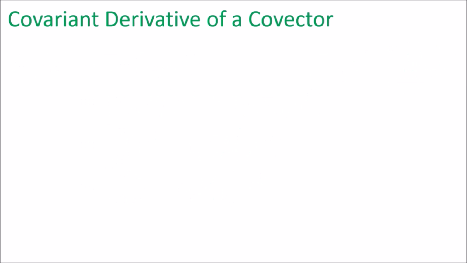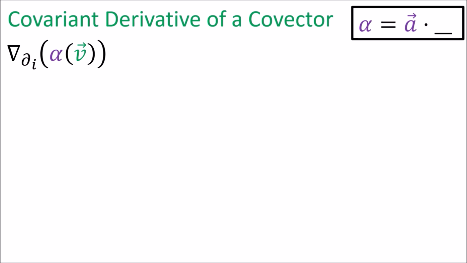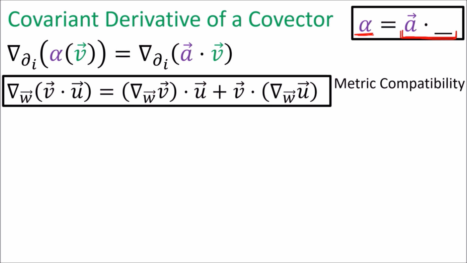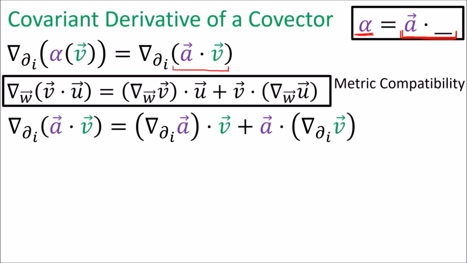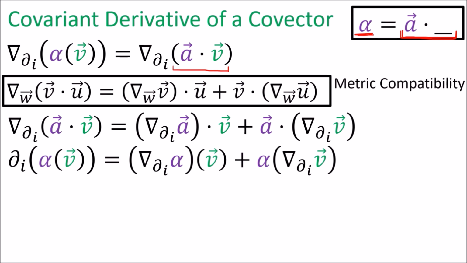And to show that, I'm going to examine the covariant derivative of a covector alpha acting on a vector v. Now, it's a known fact that every covector can be written as a vector and a dot product, with the right side of the dot product left empty. So in the case of the alpha covector, we're going to say that the alpha covector is equal to a dot something. And so we can write alpha of v as a dot v instead. And we can again use the metric compatibility property to expand this out using a product rule. And now I'm going to convert these a dot somethings back into alphas.